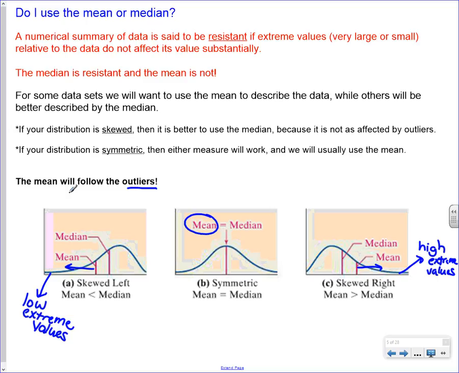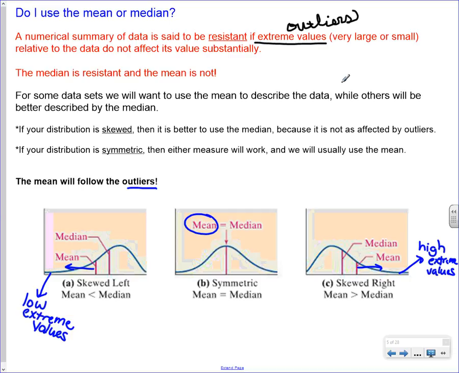Now, a term we're going to talk about here is resistant, okay? A numerical summary, so that means a statistic or a parameter, is said to be resistant if extreme values, so very large values or very small values, these are also called outliers, okay, so outliers are also what we can call extreme values, do not affect its value substantially. Okay, so if we have really high or really low values and they don't really affect our statistic or our parameter, then we say that that statistic or parameter is resistant.